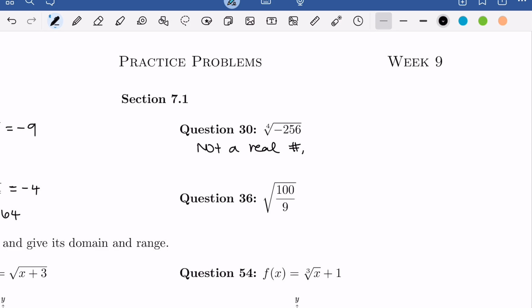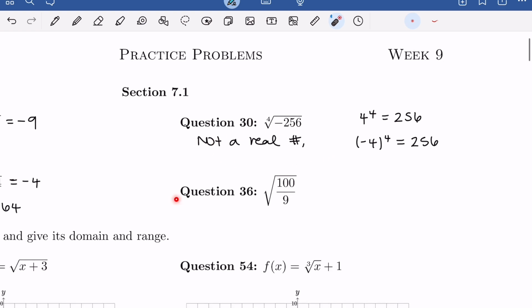And for this example here, we might think that, well, 4 to the fourth power is 256. But here we have a negative 256. So even negative 4 raised to the fourth power here would still give us a positive 256. So in this case here, our answer is just going to be that this is not a real number.